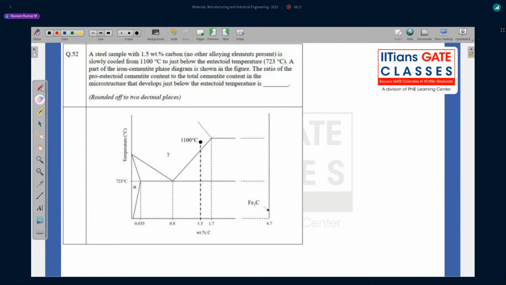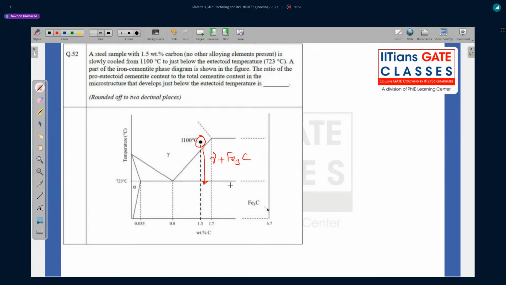Okay, what they are saying is, there is one alloy sample at this percentage of carbon. It is slowly cooling, and just below this line here. So what is this line? This line they're saying is the eutectoid temperature line. Below that it is called eutectoid. Now below that there will be some mix of gamma and some cementite. Actually, this is gamma plus cementite, so it's called ledeburite.